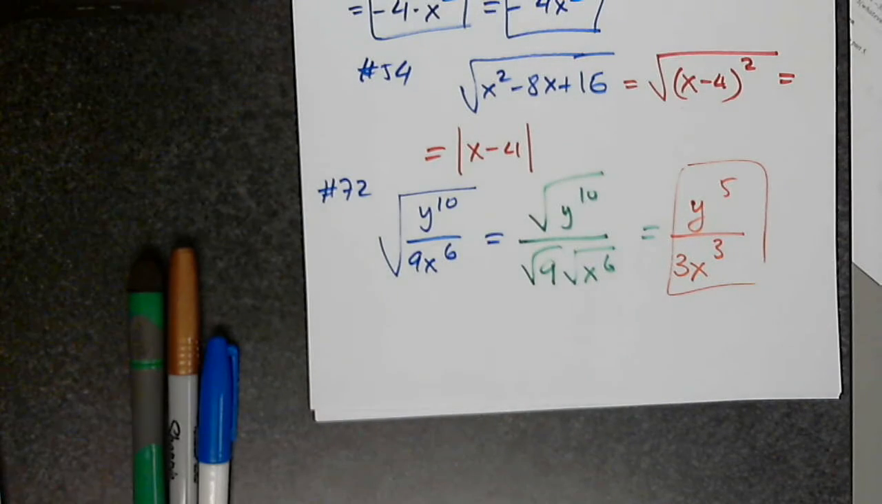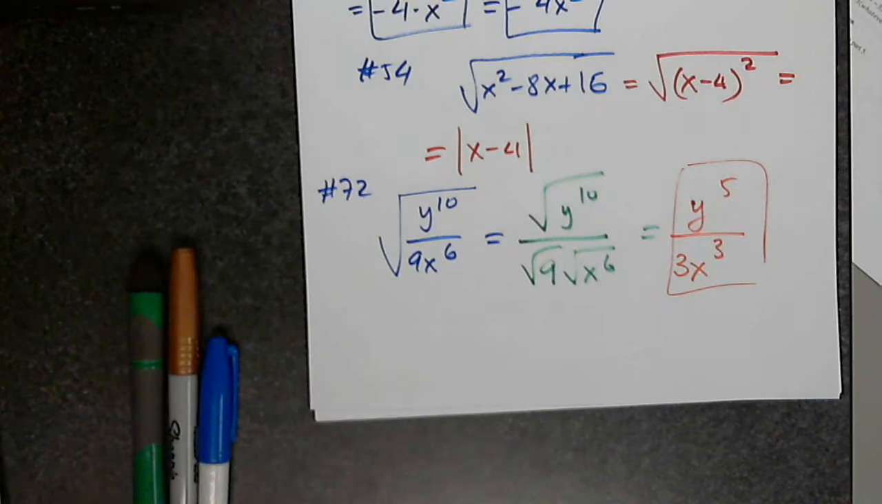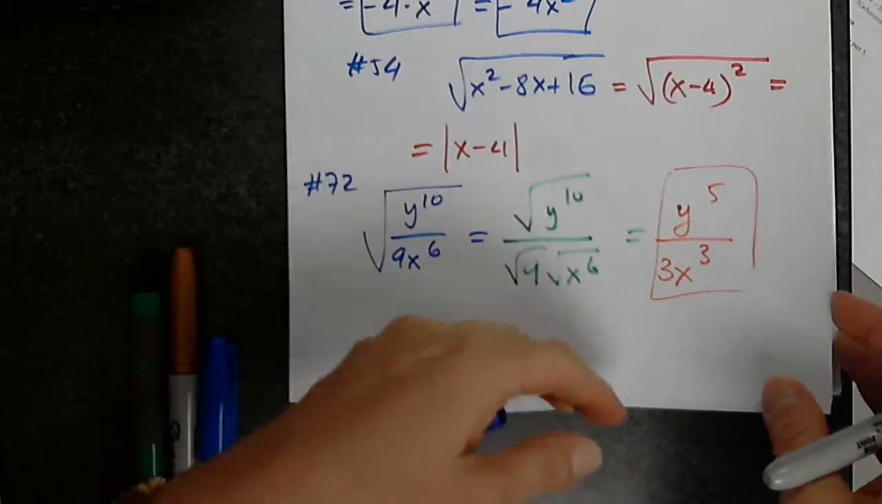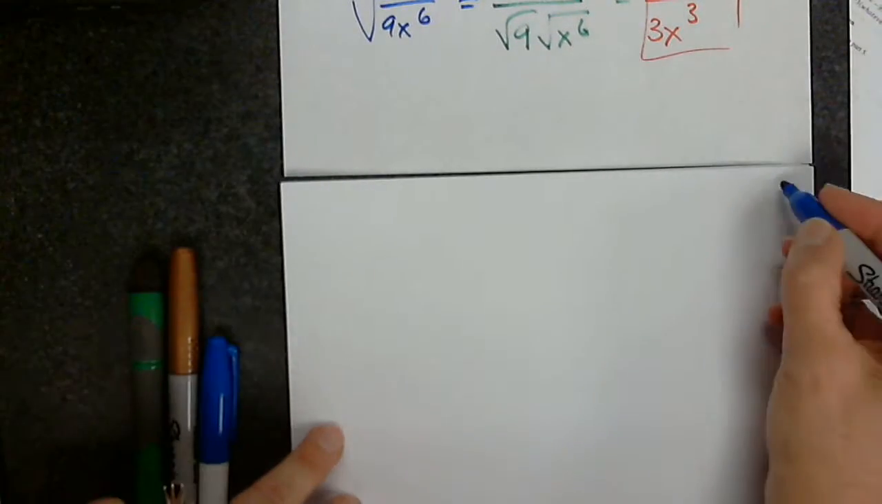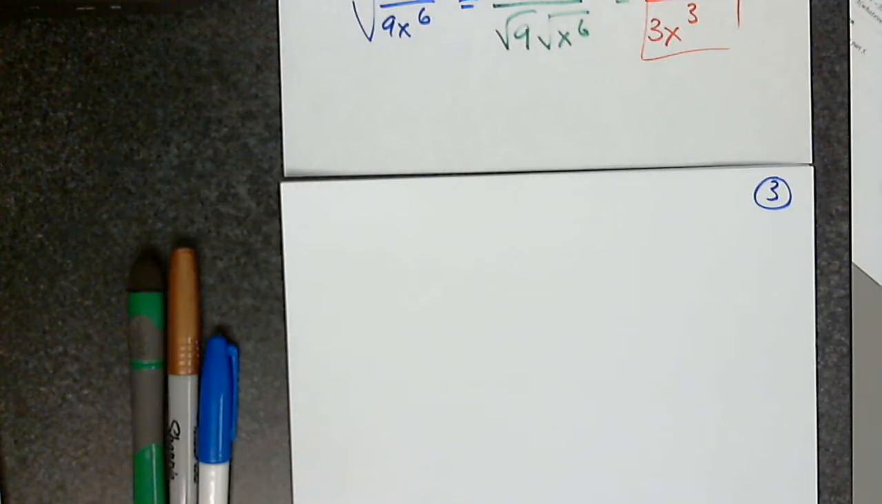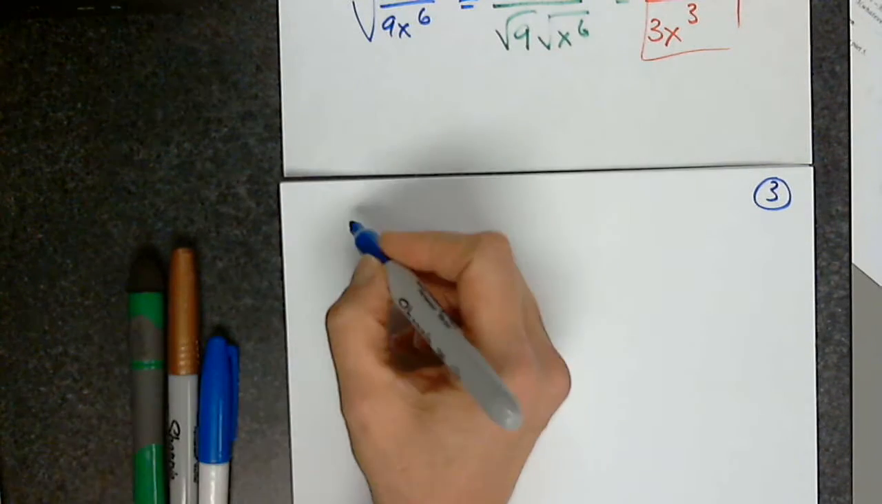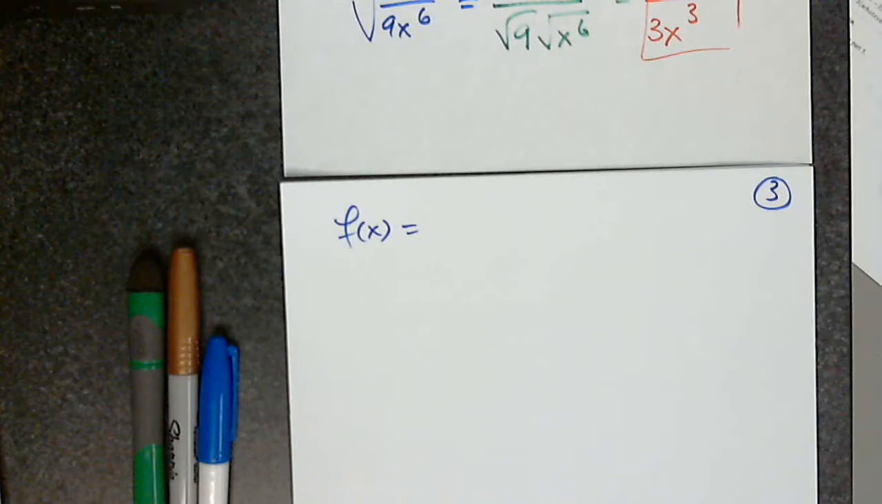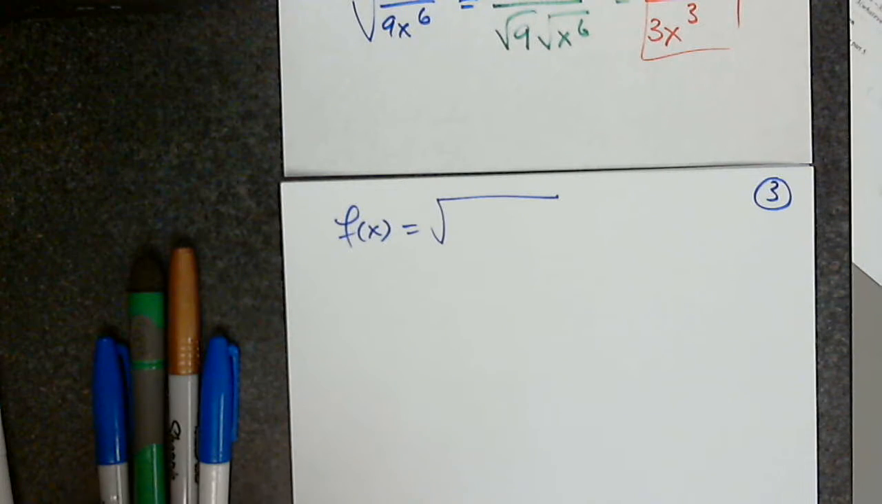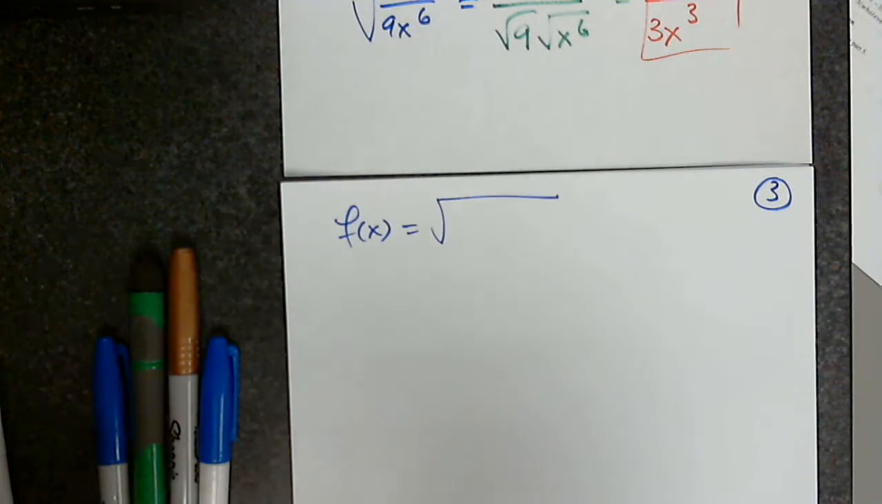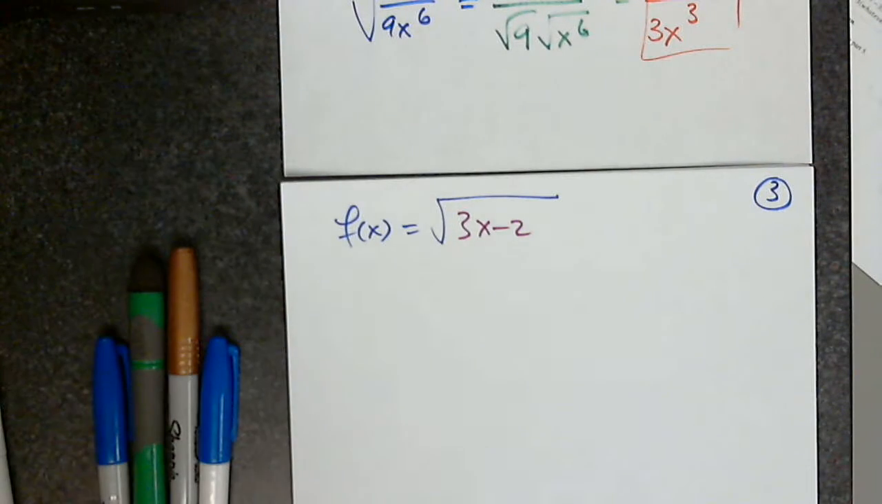Excellent. Okay, let's look at a graph. Are we going to graph a square root or a cube root? Cube. Okay, let's choose one more time. Cube root or square root? Okay, square root. So why don't you make one up? I need the square root function. 3x minus 2. Very good.